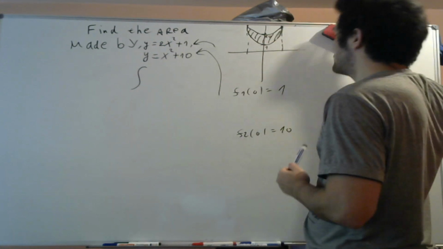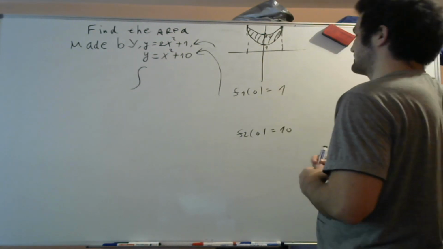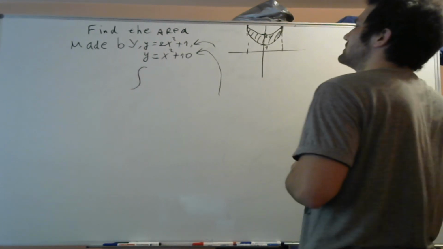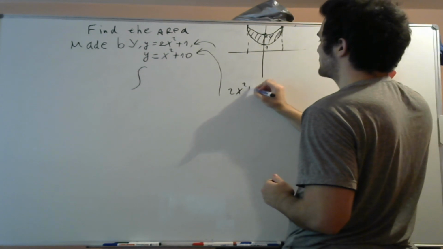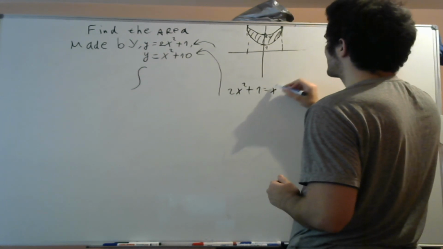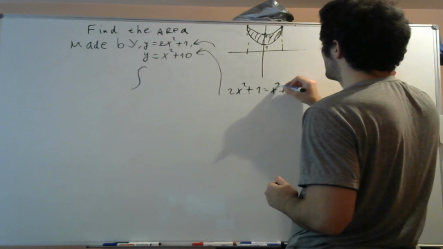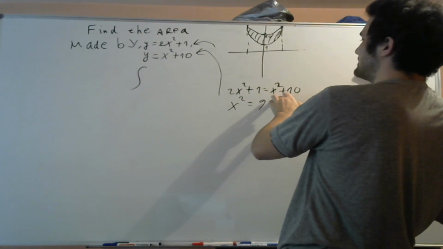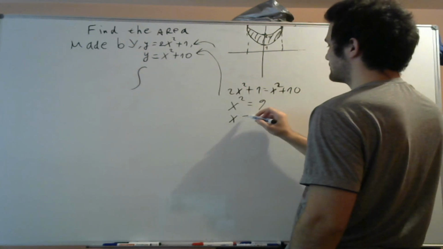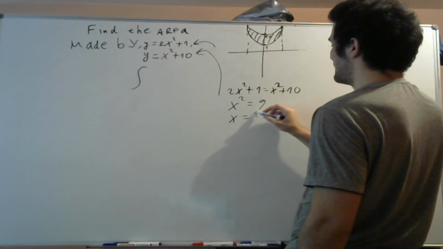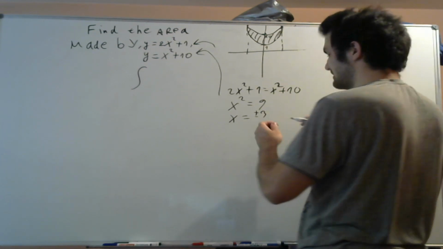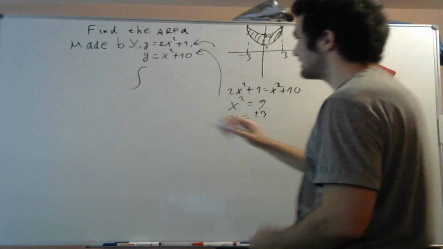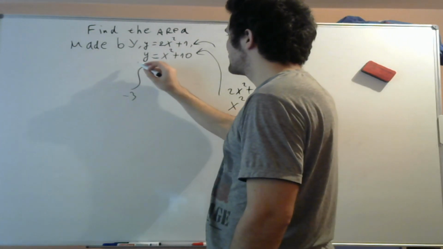So as you can see, we need to find the intersection of these two functions. We found what we need. Let's find the intersection: 2x squared plus 1 equals x squared plus 10. x squared equals 9 because 1 moves here and x squared moves there. x equals plus or minus 3. So this one is negative 3 and this one is 3. Our integral goes from negative 3 to 3.